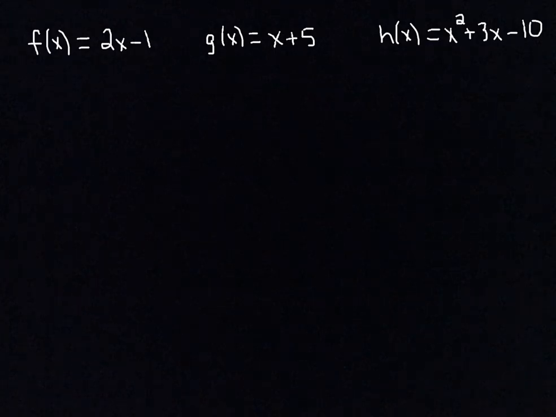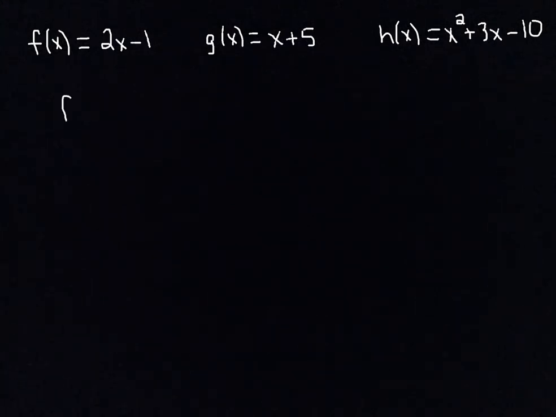Alright, so we got three different functions this time. f of x is 2x minus 1, g of x is x plus 5, and h of x is equal to x squared plus 3x minus 10. So very similar to what we have been doing in the video. Problems might just be a little bit more complicated. So let's take a look at an addition one again.